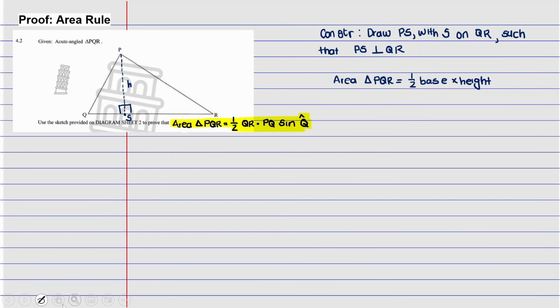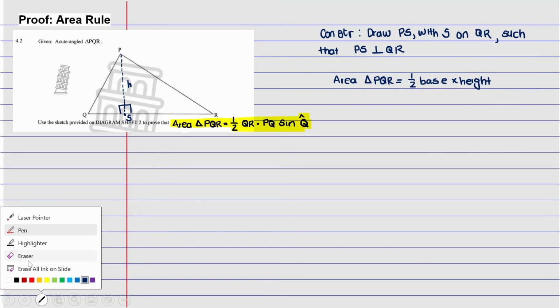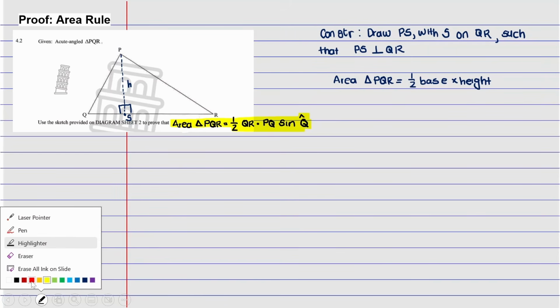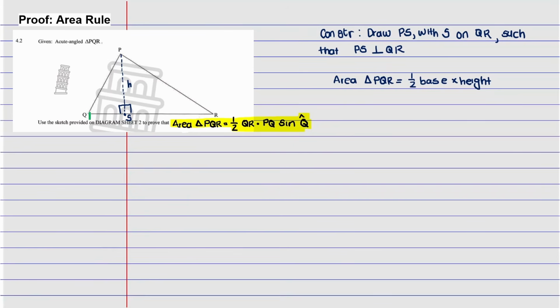Looking at our triangle, what is our base? We see the fact that our base is this, and I'm just going to highlight it. I want to change my color. My base is this. You see that? So that's my base. So we know the fact that the base is equal to QR.